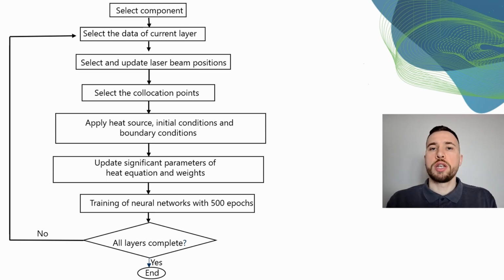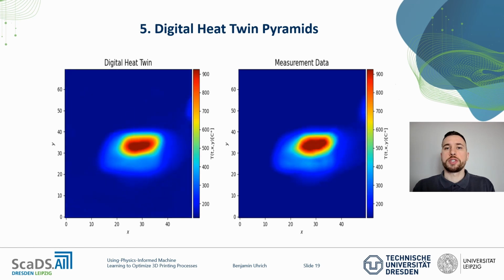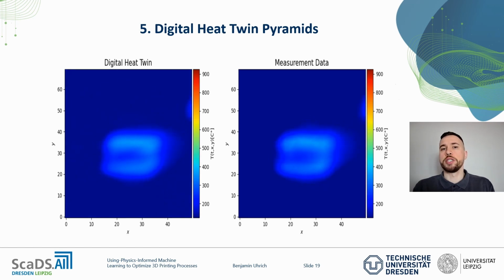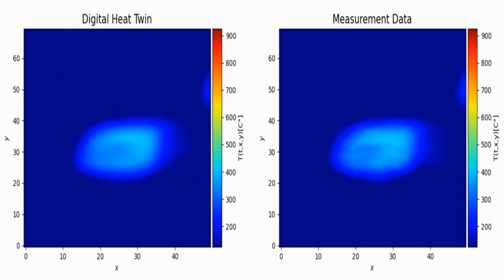The individual layers should be very similar, so that's the main idea. This way, the neural network can be trained in real time parallel to the printing process. The first results of this procedure I would like to show you here. First, for the inverted pyramid.